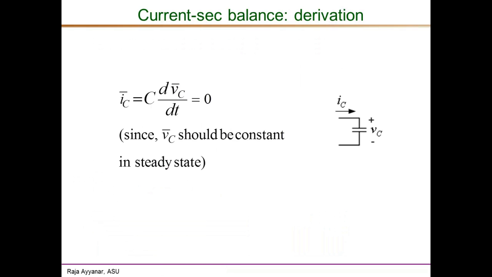Another way to derive this is to work directly from the voltage current relationship in a cycle by cycle average sense. So IC bar is C times d over dt of VC bar, and in steady state, by definition, all average quantities have to be constant. Therefore, the rate of change of VC bar is 0, which implies IC bar is 0.